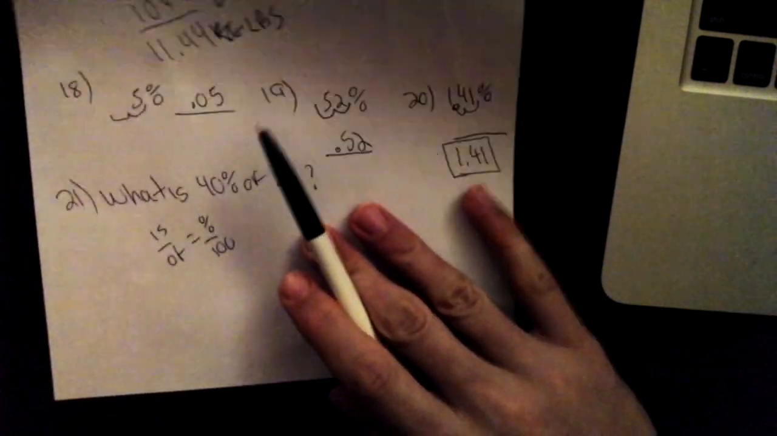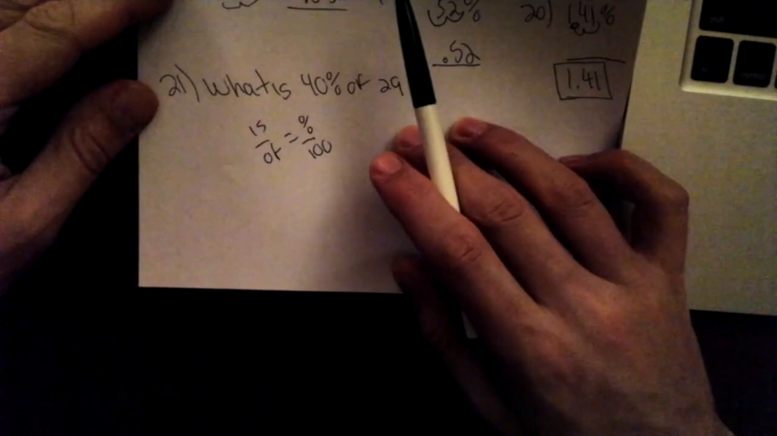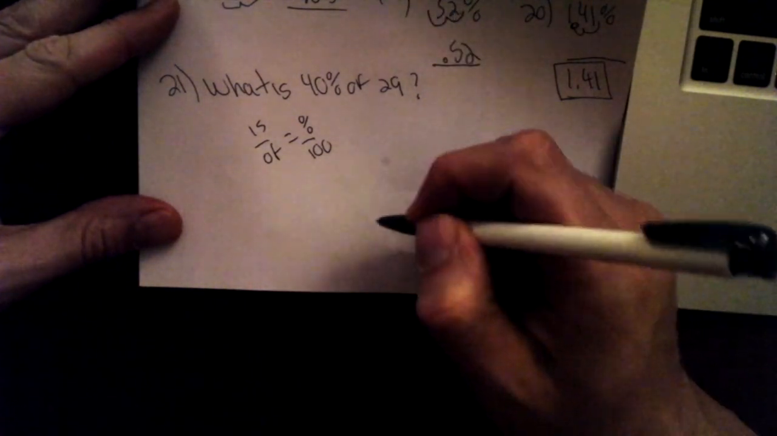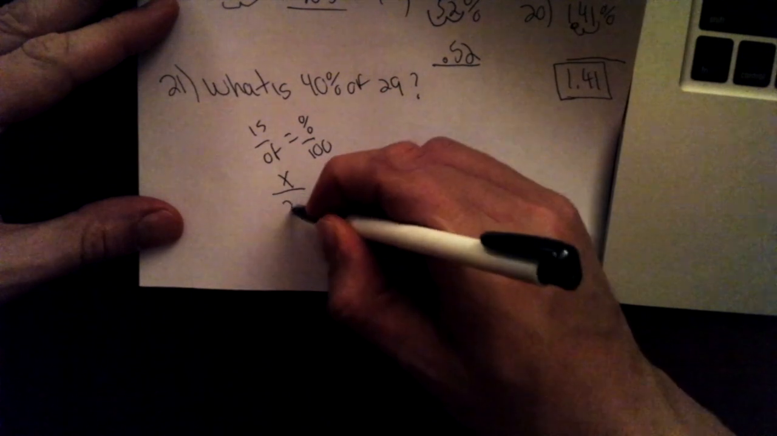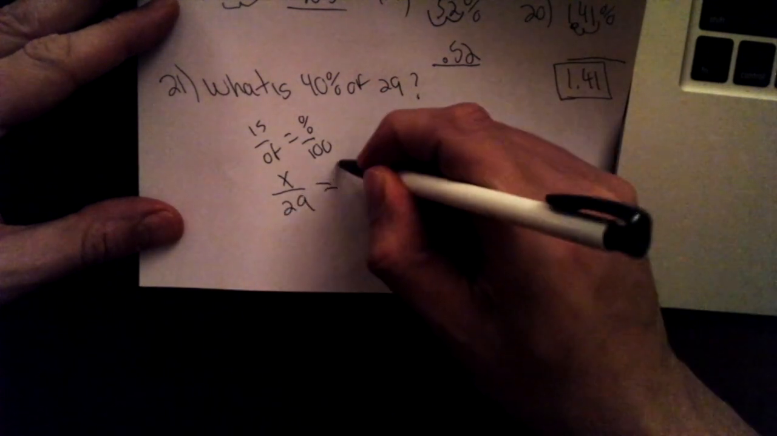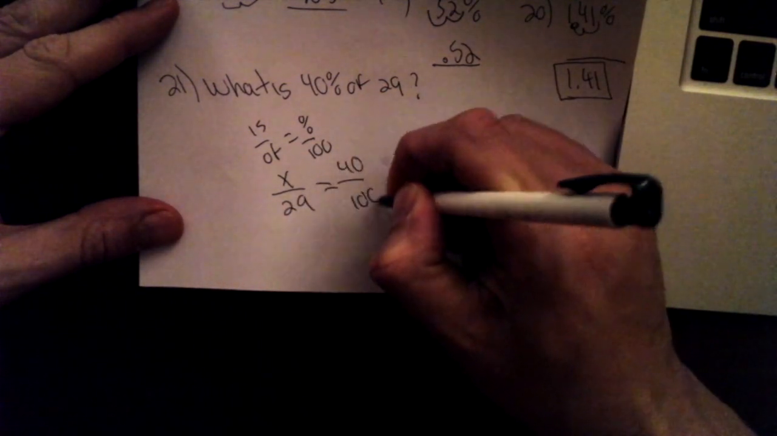So we've got 40%. What is? So that means the is is the x, and the of is the 29, and the percent is 40 over 100. Now that we have our proportion set up, we can go ahead and figure out what x is.